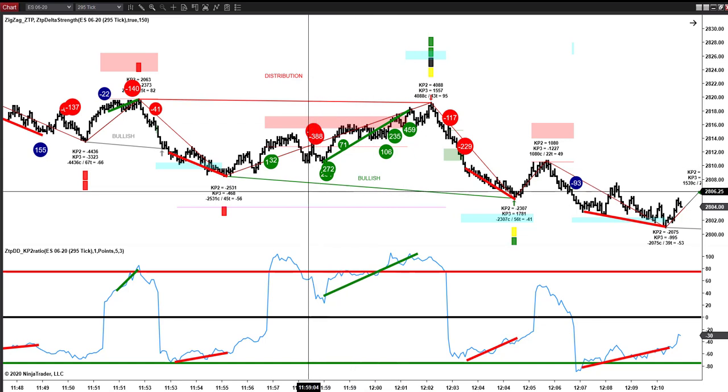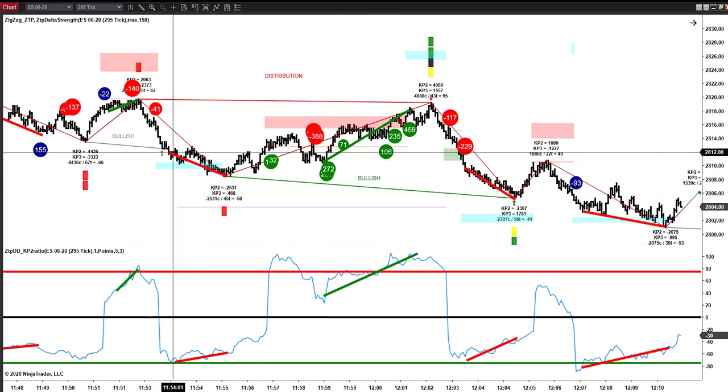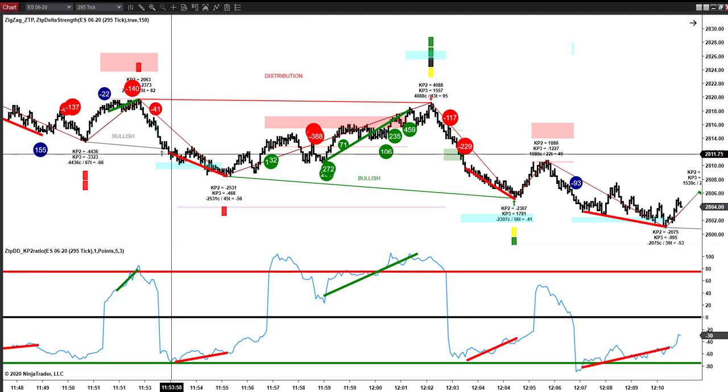Now, let's look at what is not expected and what is not good for a trade.